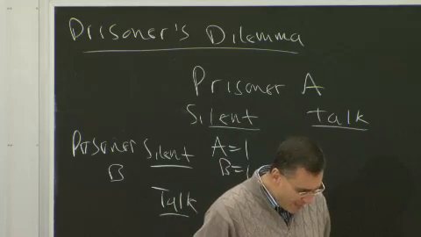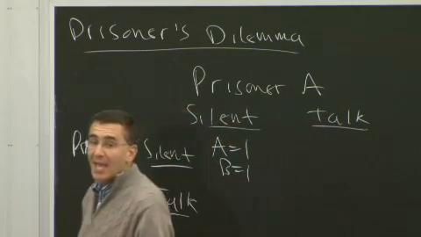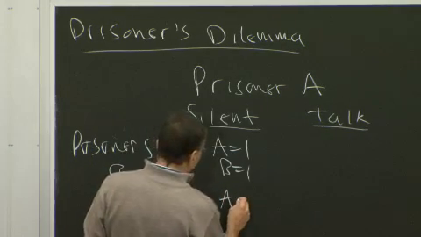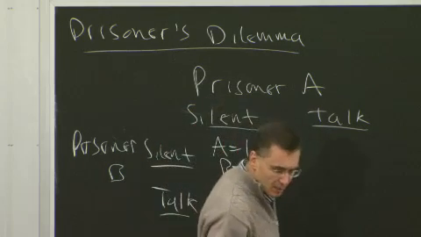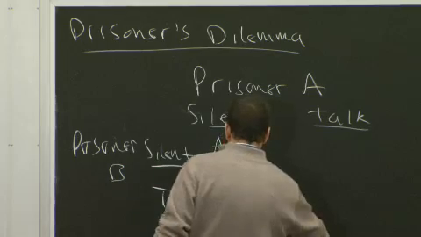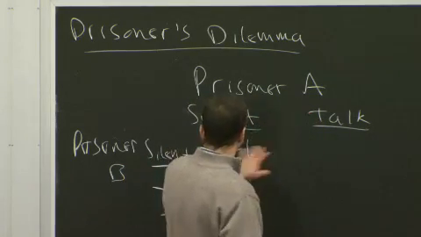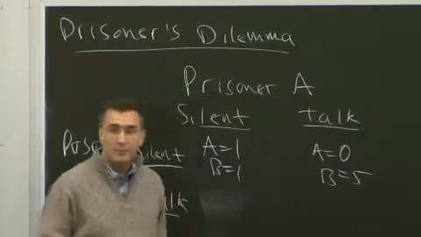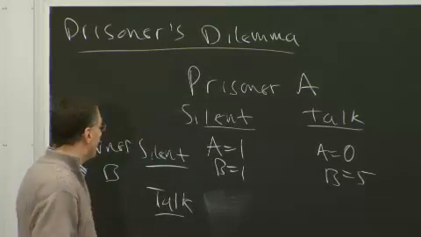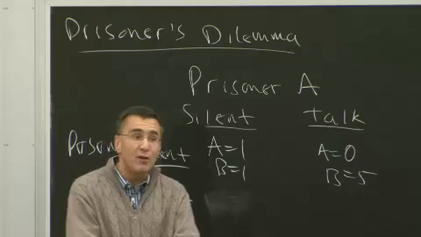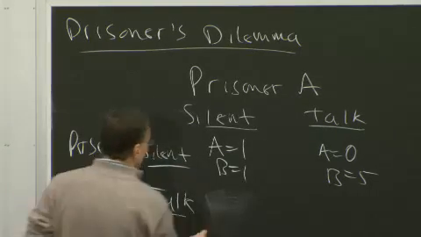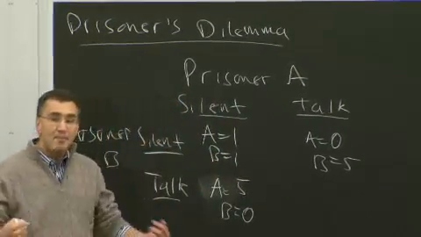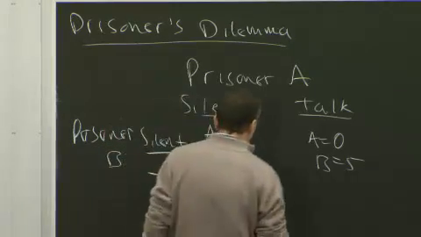However, if prisoner A rats out his buddy and prisoner B chooses not to rat out his buddy, so if prisoner A talks and prisoner B remains silent, then A gets 0, but B gets 5 years in prison. On the other hand, if prisoner B rats out his friend, but prisoner A is true and doesn't say anything, then prisoner A is going to get stuck with 5 years, and prisoner B is going to get nothing. And if they both rat each other out, then they both get 2 years.